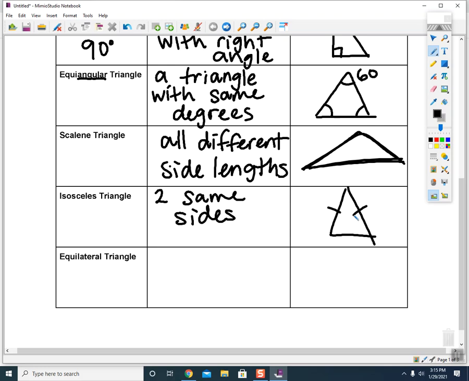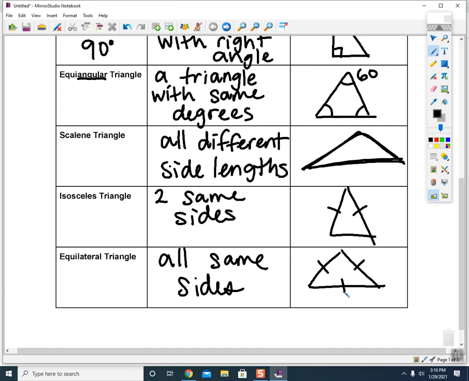Then I have an equilateral triangle. So equiangular was all the same angle measurements. Equilateral says that they have all the same sides. Right, so I would have a triangle like this. All 3 of these are the same. That's what that means.